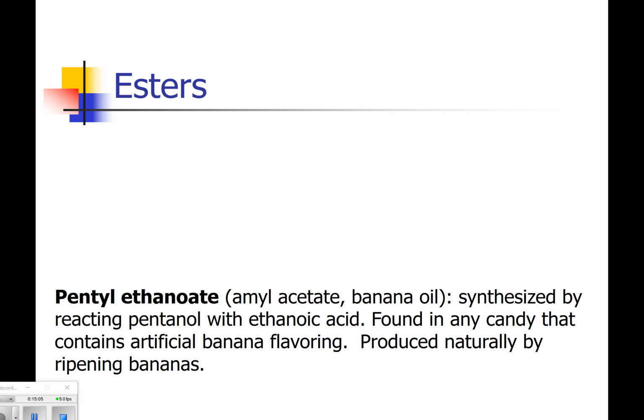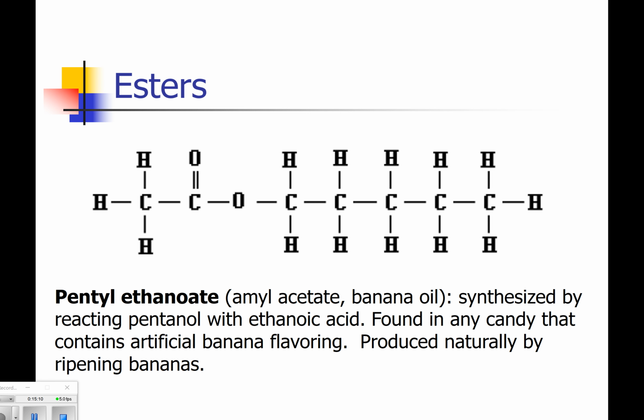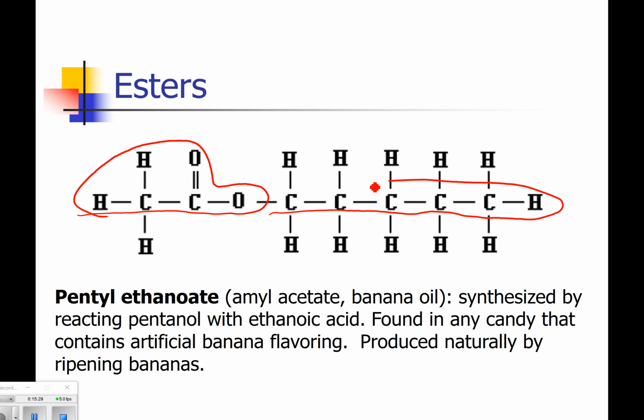And we'll use that in coordination with our parent chain. So this first one, we have pentyl ethanoate. And we have the ester portion here, ethanoate, which is going to be right there, and our pentyl, which is coming off of the pentane chain. So we get pentyl ethanoate by reacting pentanol with ethanoic acid.